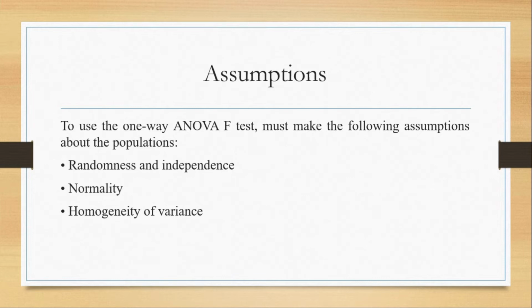Here are some assumptions related to the F distribution. One of the basic and simple assumptions is that the samples should be selected randomly and drawn independently. It should follow the normal distribution. It should be homogeneous with respect to the variance.